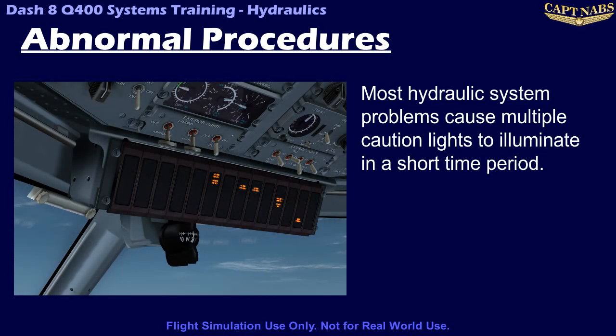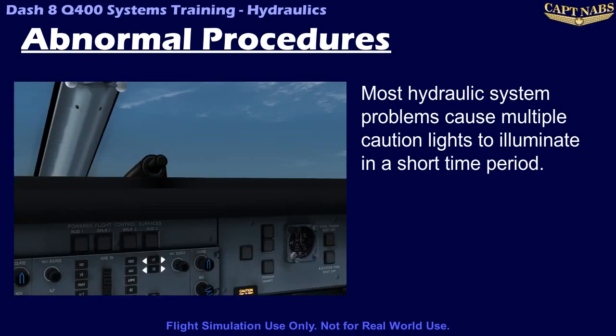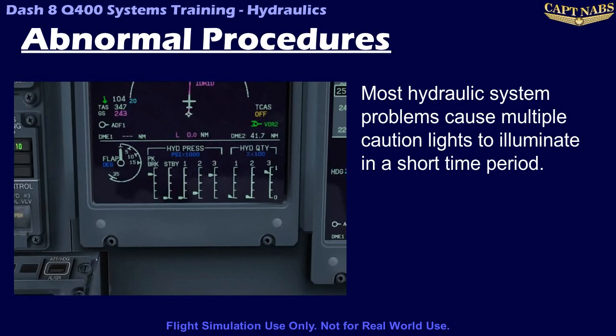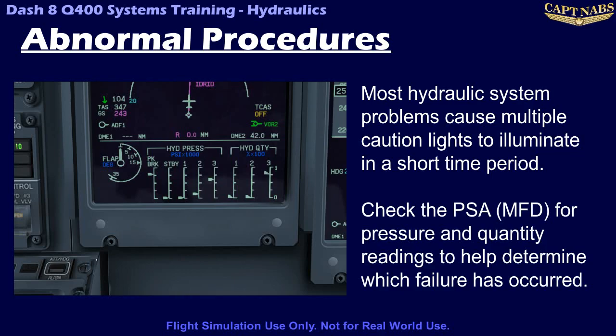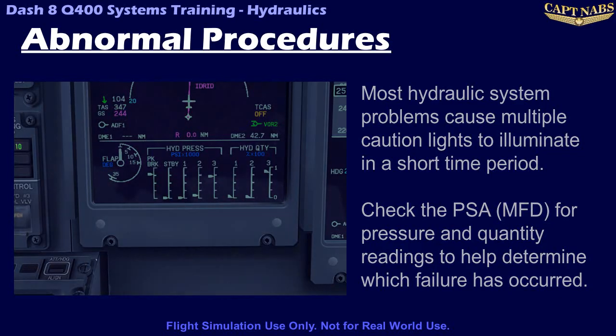With the hydraulic systems on the Dash 8, certain failure modes will cause multiple caution lights to illuminate. The easiest way to try to diagnose which failure you are having is to examine the hydraulic indications in the permanent system area. Most failures come down to either a loss of pressure or fluid, or both. By identifying which event is happening in the PSA, you can help to identify which checklist is most appropriate.